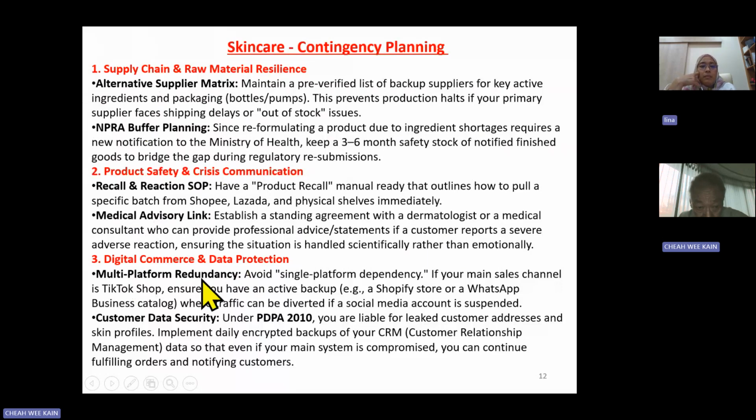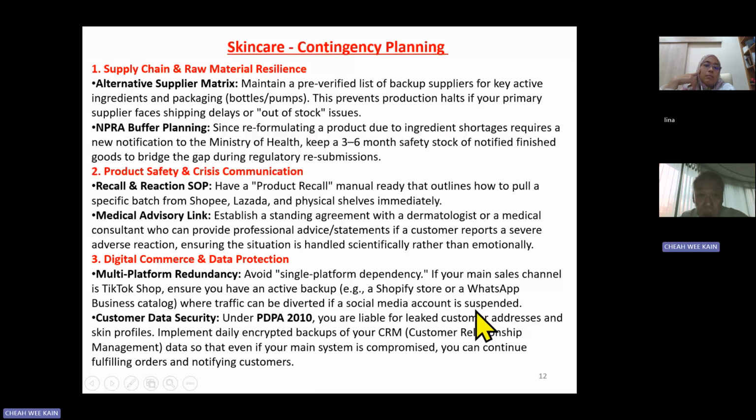Digital commerce: use multiple platforms and avoid single platform dependency. If your main sales channel is TikTok, ensure you have an active backup, for example Shopee. Customer data security: you are liable for leaked customer addresses and skin profiles. Implement daily encrypted backup of your CRM. Do you have CRM software? It's just software where you keep all the information about the customer: name, age, IC, address. Yes, we have a system. Okay, so you need to back up, and you cannot simply let people use this.